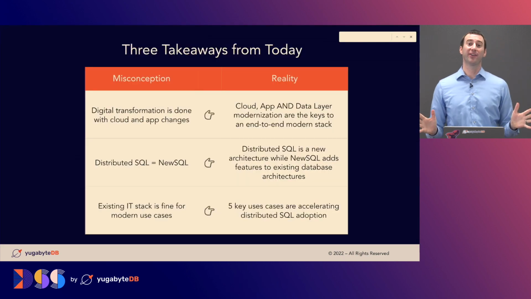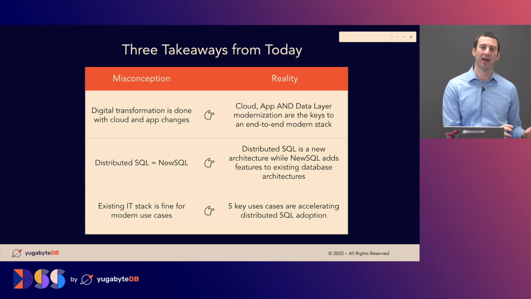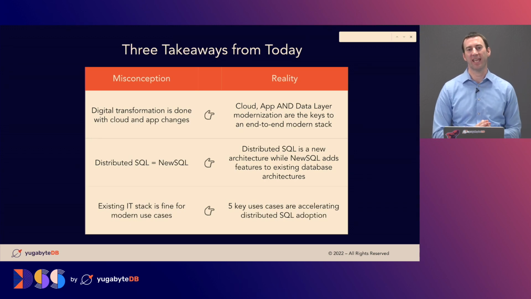So to wrap up, we covered a bunch there. We talked about when is the right time. Is digital transformation just tied to cloud and app? And the story is make sure you're thinking about that full stack. Application modernization, cloud modernization, database modernization. Treat that full stack end to end.